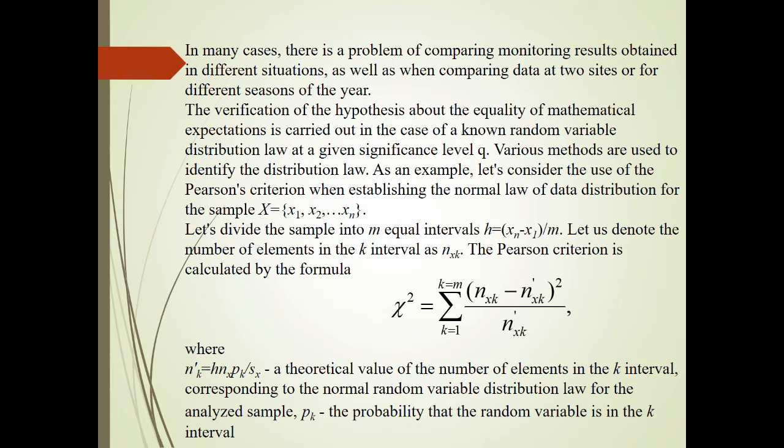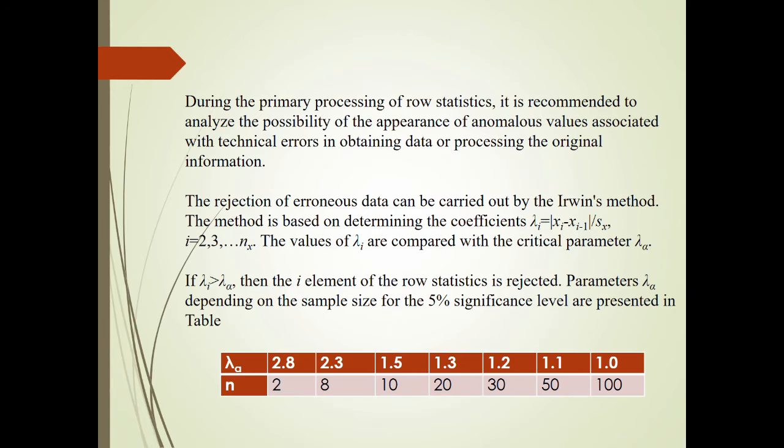The Pearson criterion is calculated by the formula on your screen. During the primary processing of row statistics, it is recommended to analyze the possibility of the appearance of anomalous values associated with technical errors in obtaining data or processing the original information. The rejection of erroneous data can be carried out by Irwin's method.